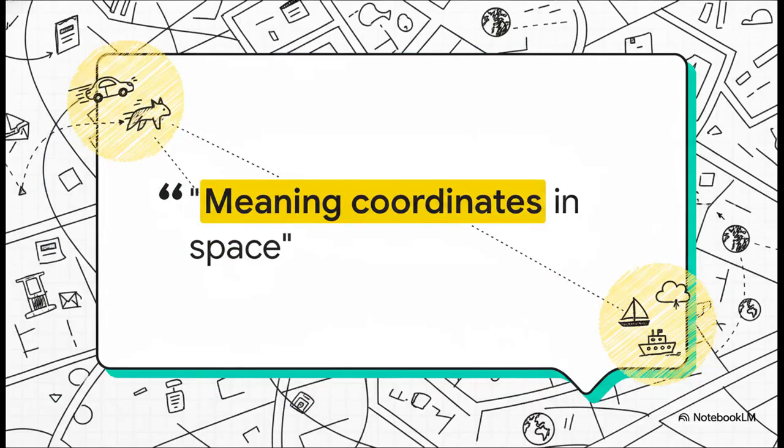The absolute best mental model for this is to think of them as meaning coordinates in space. Just imagine this massive, multi-dimensional map. Every single word, every sentence, every document you feed the AI gets assigned its own specific GPS coordinate on this map. Ideas that are totally unrelated end up on totally opposite sides of the universe. But concepts that are similar, like our fast car and quick vehicle, are plotted right next door to each other. Searching just becomes as simple as finding the nearest points on the map.